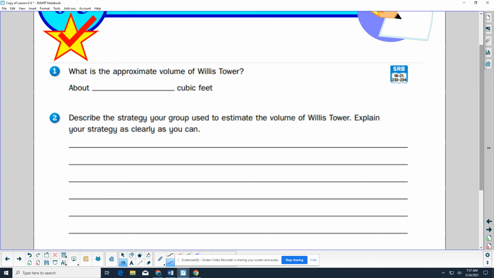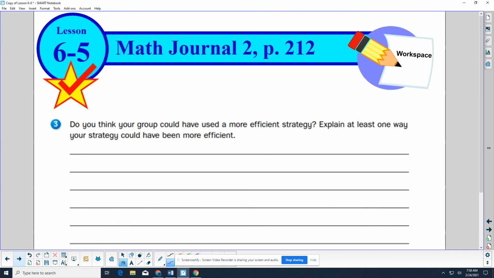So again, you're going to take your number that you got from multiplying your base and your height, and you're going to put it in there. And then you're going to describe the strategy your group, or in this case, you as an individual, used to estimate the volume of the Willis Tower. Okay, so did you do base times height, or did you try to do something else? And do you think your group, or in this case you as an individual, could have used a more efficient strategy? Explain at least one way your strategy could have been more efficient.